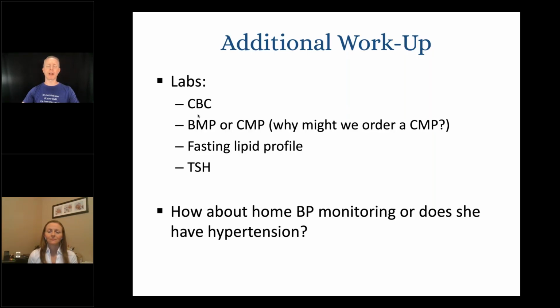Fasting lipid profile. Again, this is about primary prevention. TSH: many of you picked up on the hypothyroid pattern of weight gain, fatigue, feeling depressed, all those things. That would definitely be something. And then goodness, yeah, she's in her 40s, but don't exclude pregnancy.